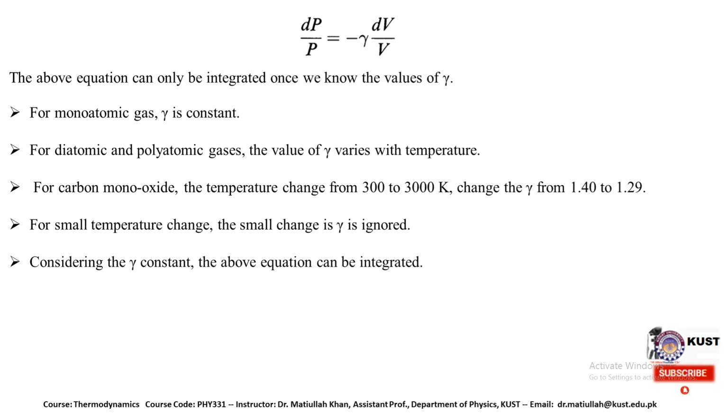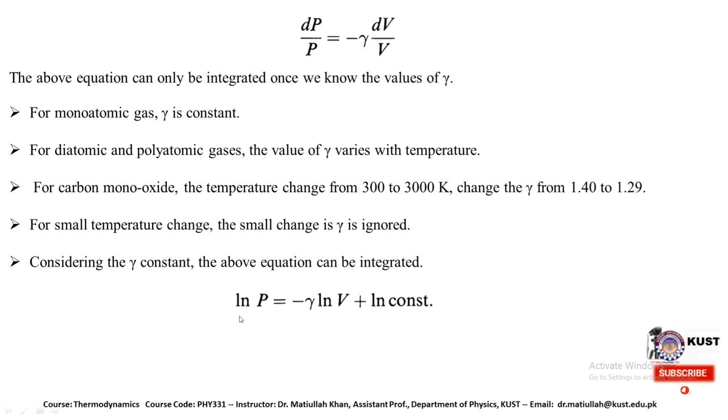So considering the gamma constant, the above equation could be written as follows. If we integrate the above equation, considering gamma as a constant, it will be out of the integral. So we only need to integrate dp divided by p, with minus gamma outside the integral, equal to dv divided by v.